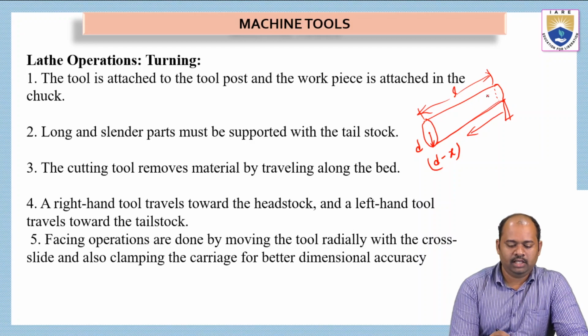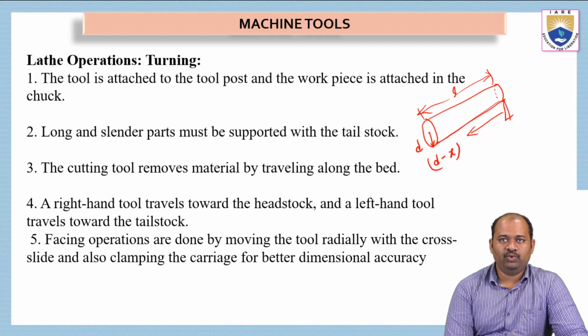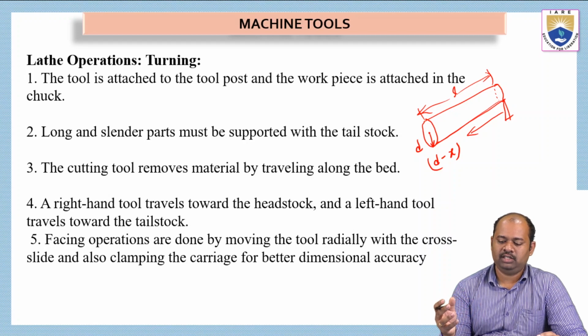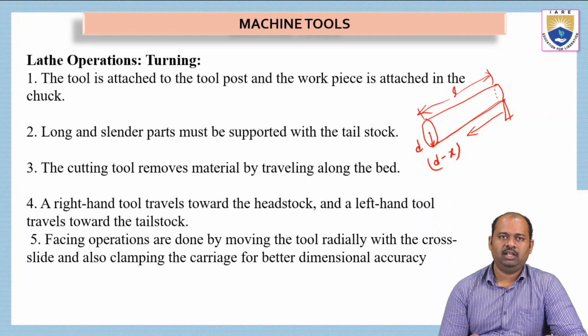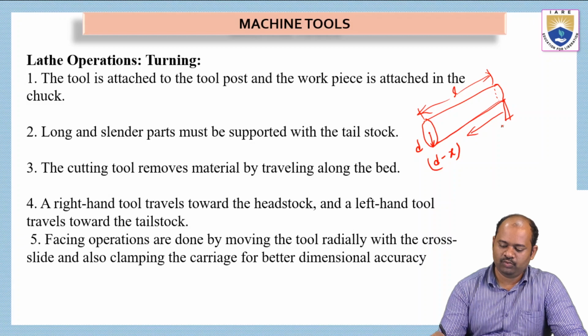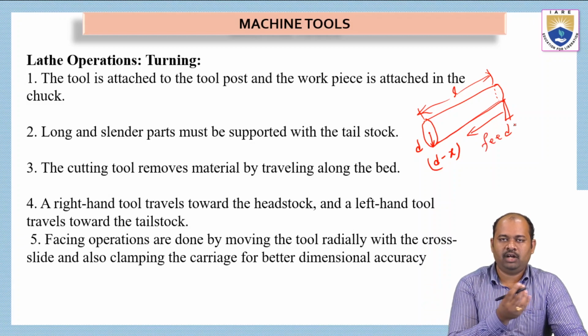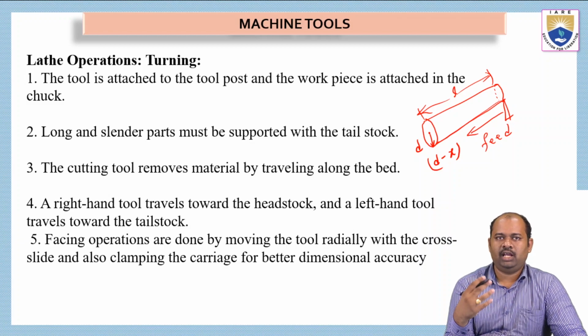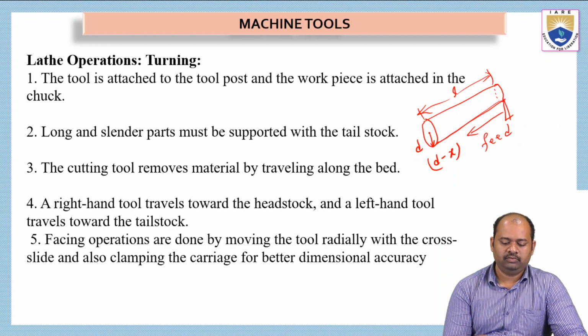So see here, the tool is attached to the tool post and the workpiece is attached in the chuck. The workpiece should be kept in the chuck and the tool post will hold the tool. And then long slender parts must be supported by the tailstock. If the workpiece is very long, we have to take the support of the tailstock. And then the cutting tool removes material by traveling along the bed. So I have to move this in this direction. So this is called feed. So along the length of the bed, we have to move, so that we can remove the material from the workpiece.